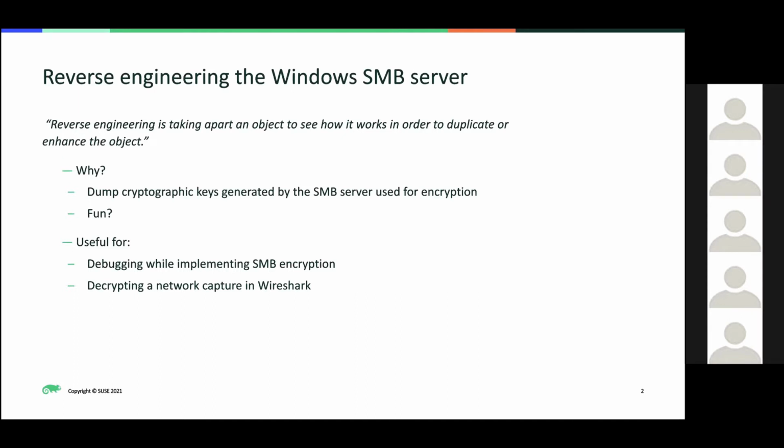Being able to see the keys would allow for decrypting the traffic in Wireshark, which is very useful, I think. It's also a fun project to learn more about the internals of the server and debugging and reverse engineering in general. So yeah, it's useful if you're working on your own implementation of SMB encryption. It's useful to debug to see if you get the same keys as the server. It's useful for decrypting, as I mentioned. So yeah, this was my project.